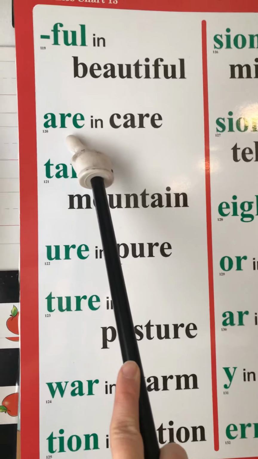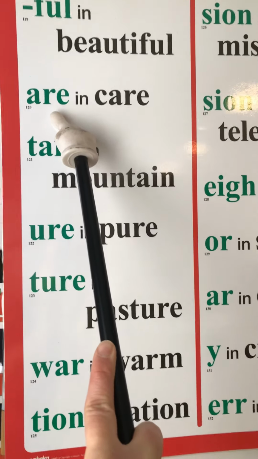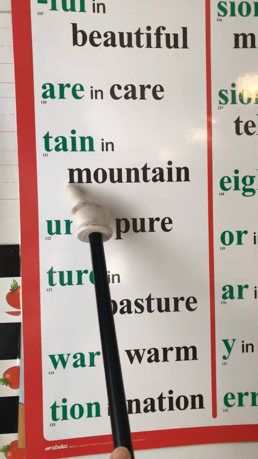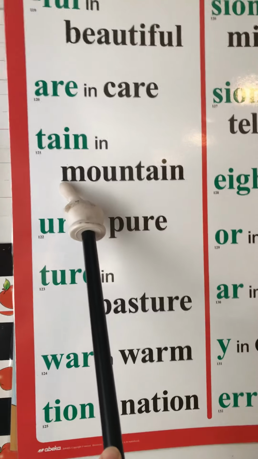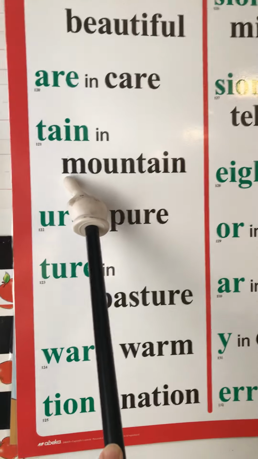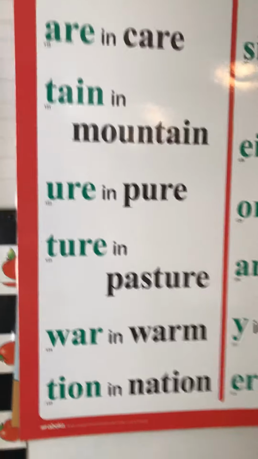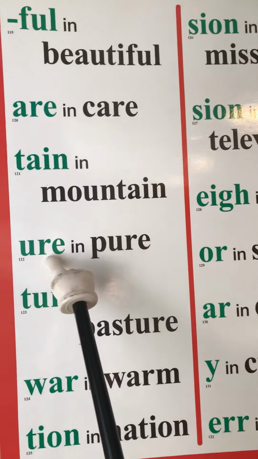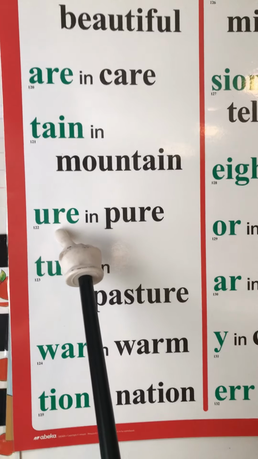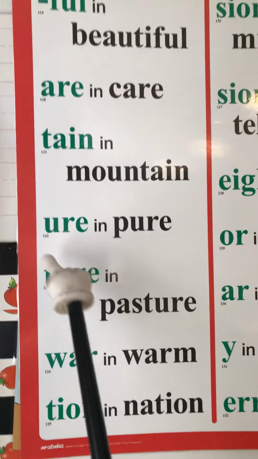Okay, I will go first. Air in care, ARE. Class, air in care, ARE. I'll go first. Tin in mountain, TAIN. Your turn. Tin in mountain, TAIN. Next, you're in pure, URE. Class, you're in pure, URE.